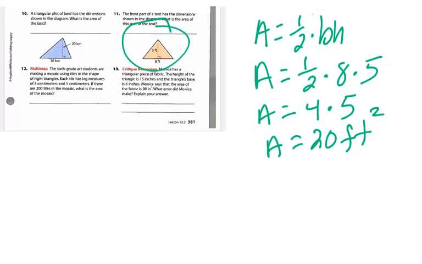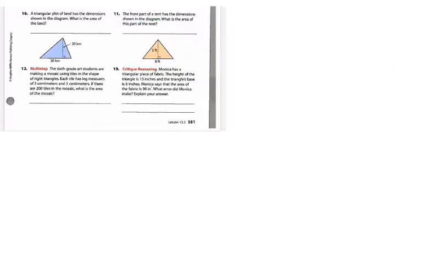Okay, let's take a look at number 12 here. So, the 6th grade art students are making a mosaic using tiles in the shape of right triangles. Each triangle has legs that measure 3 centimeters and 5 centimeters. If there are 200 tiles in the mosaic, what is the area of the mosaic?